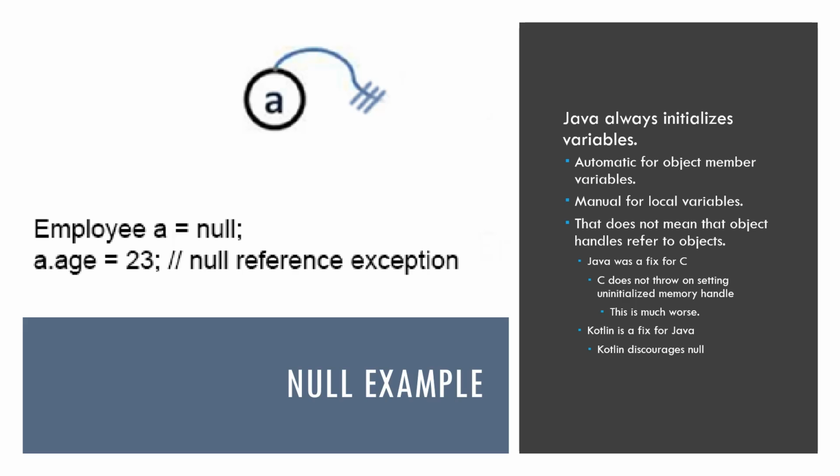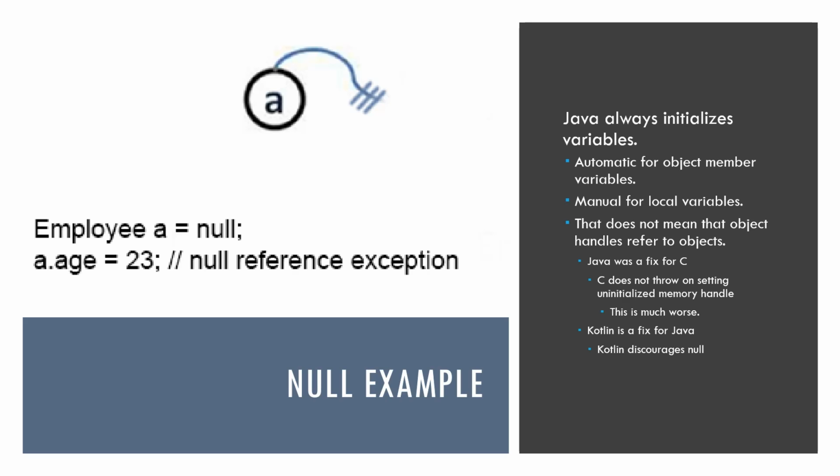So I'm going to go back in history a little bit to understand why Java is the way it is. Java was a fix for C in a lot of respects, to simplify it and to answer some of the flaws, the pitfalls of C that allowed programmers to make mistakes. So C does not throw on the setting of an uninitialized memory handle. So if this was C on the left-hand side in this example, employee A is equal to null, it would not throw when A.age is equal to 23.